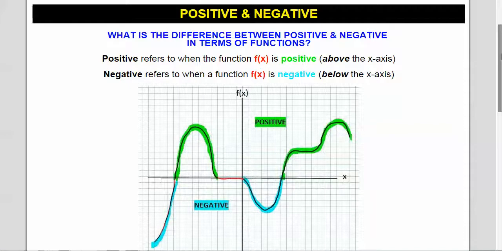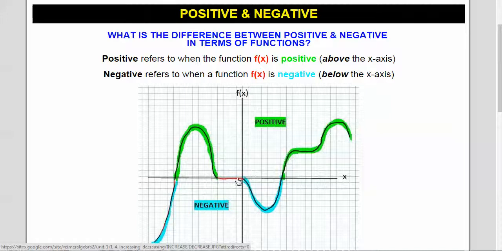Okay, first thing, I find while this is a pretty basic concept, a lot of students get confused by these terms here. And so first thing I want to do is just discuss the differences between positive and negative in a graph. All we mean by positive is simply that the graph is above the x-axis. So anytime a graph is above the x-axis, like in green here, we know that this is a positive portion of the graph.